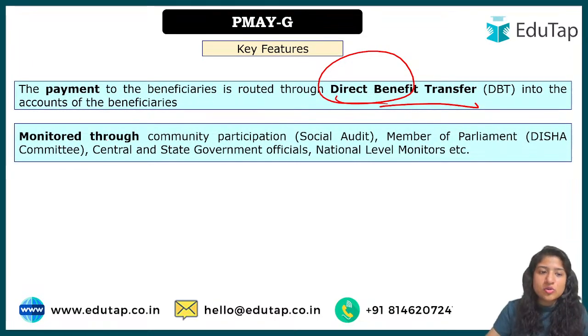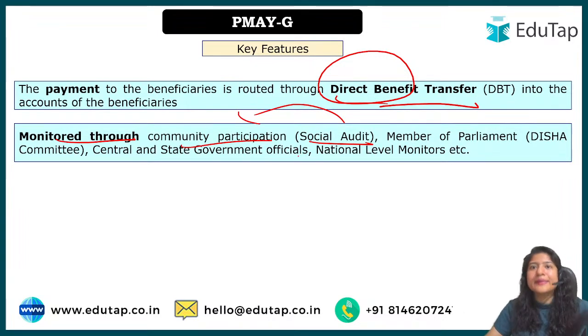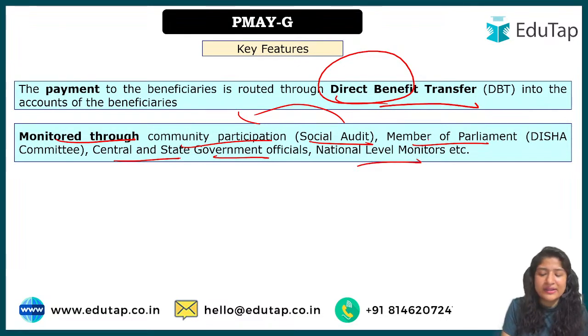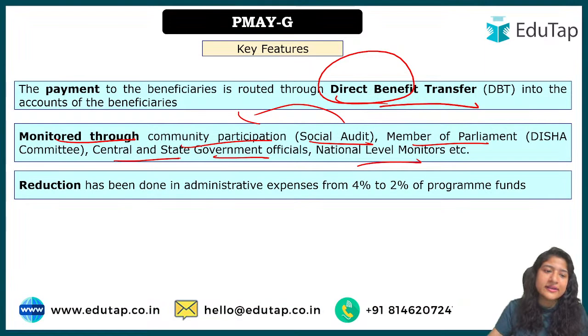Then monitoring will also be done. So it will be done at every level. Social audit will be done every year. Community participation, what is social audit? Basically locals take a survey and see whether everything is fine or not. The Disha committee will take care of it. Central and state government officials, national level monitors, and panchayat will be involved, everything, ठीक है. तो monitoring का इतना ज़्यादा याद रखने की ज़रूरत नहीं है.